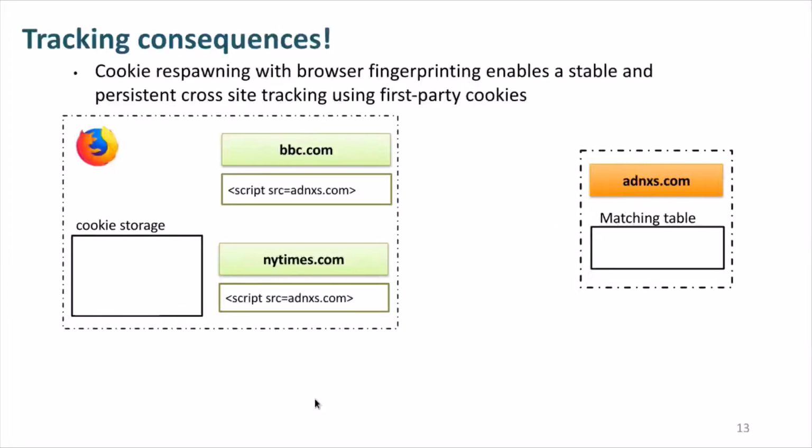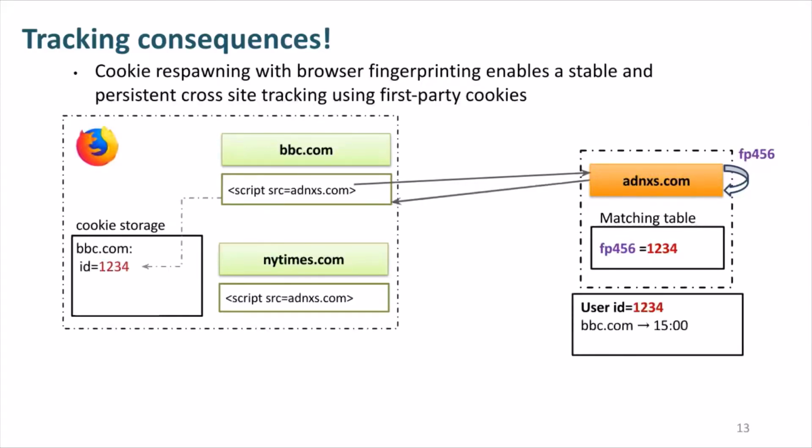As we mentioned earlier, browsers are moving toward the deprecation of third-party cookies. However, we found that cookie respawning with browser fingerprinting can enable persistent cross-site tracking even after the removal of third-party cookies. Let's consider this example. The user is visiting bbc.com that includes a fingerprinting script from adinaccess.com. A request is sent to adinaccess along with the browser and machine features. Adinaccess extracts the fingerprint, FP456, and stores it in a matching table with a corresponding identifier 1234. Then it will send back the ID to the adinaccess script that will store the ID in a first-party cookie.